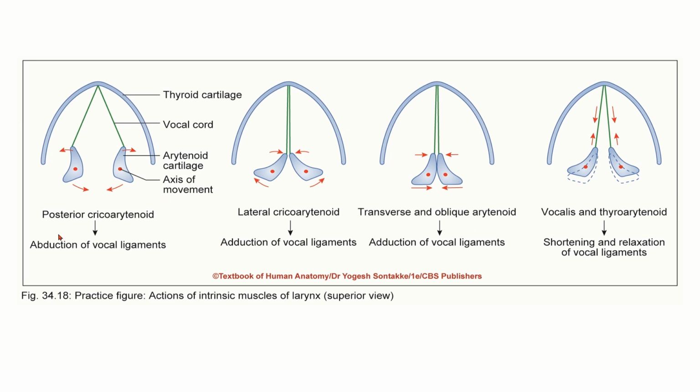So now you can see posterior cricoarytenoid, the only abductor of vocal cords, abduction of vocal ligaments. You can see here, this is the abduction of the vocal ligaments. So lateral cricoarytenoid, adduction of vocal ligaments. Transverse and oblique arytenoids also adduction of vocal ligaments. The vocalis and thyroarytenoid, shortening and relaxation of the vocal ligaments.